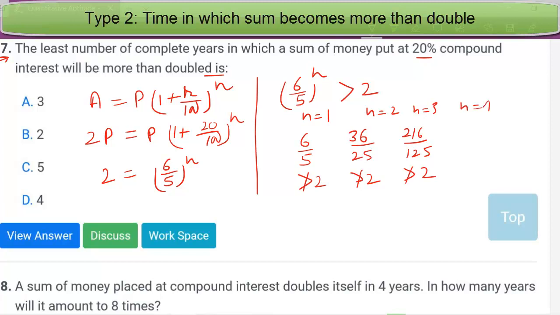Now how much am I getting? Again multiply this by 6, so you will get 1296 divided by 625. This is more than 2, because double of 625 is equal to 1250, and this is more than that. So now the condition is met. So that means n is equal to 4. The number of intervals, or the number of years, is 4. So option D is correct.